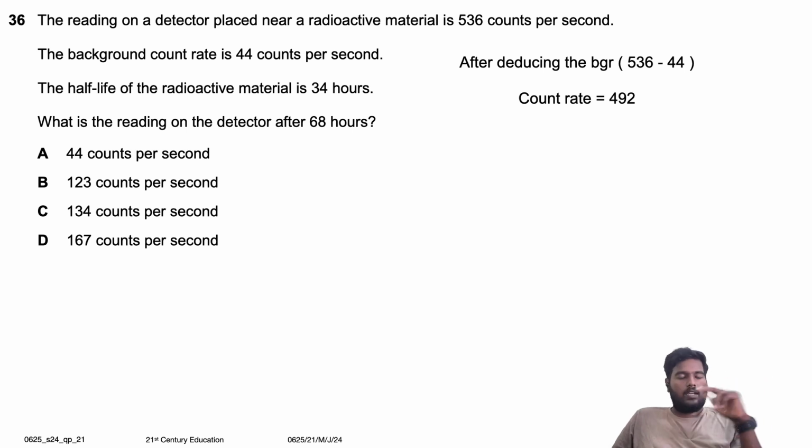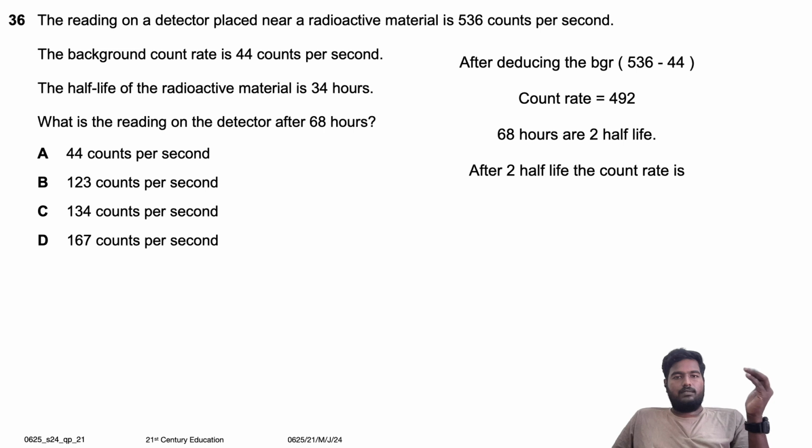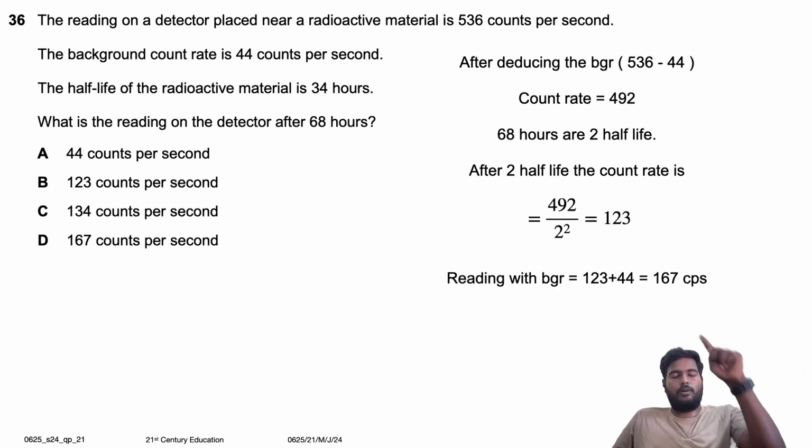Okay. So they are asking what is the reading on the detector after 68 hours. If 34 is a half-life, 68 is 2 half-lives. So what will be the reading after 2 half-lives? 492 divided by 2 power n, where n is the number of half-lives. So 2 power 2. If we do the math, 123.